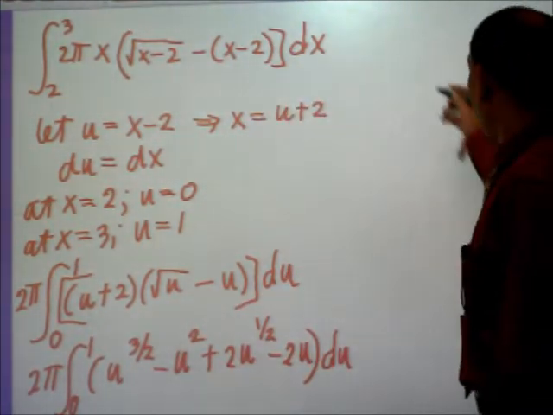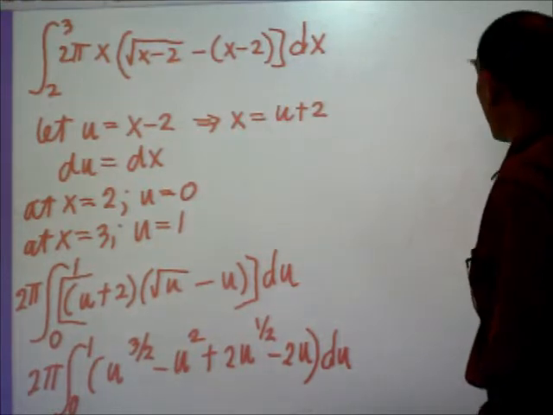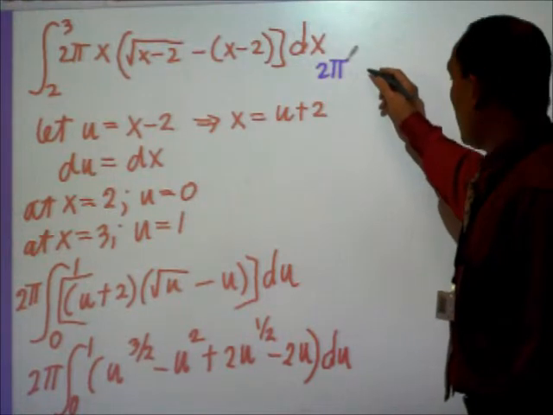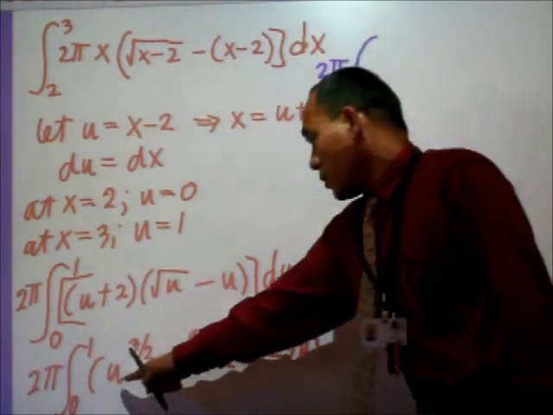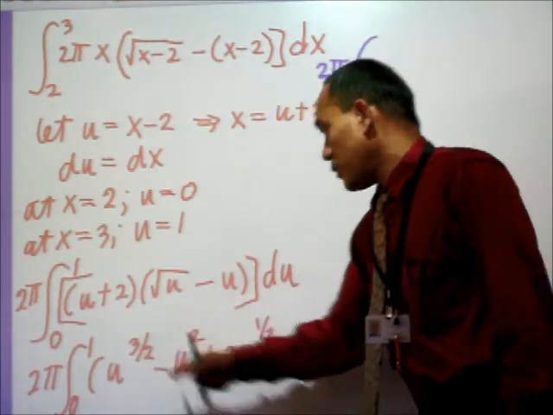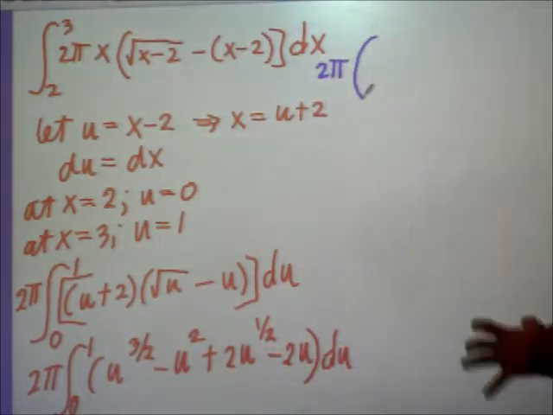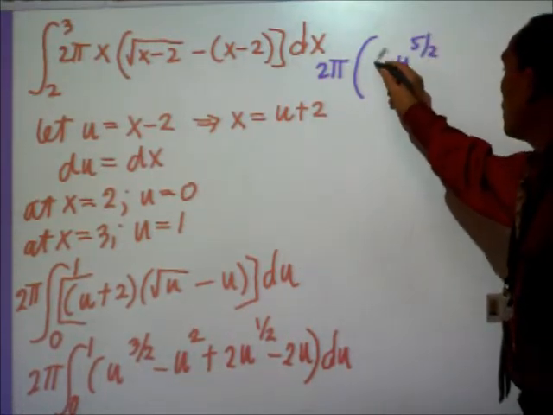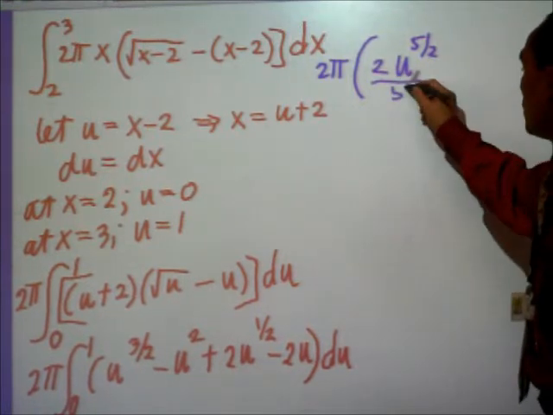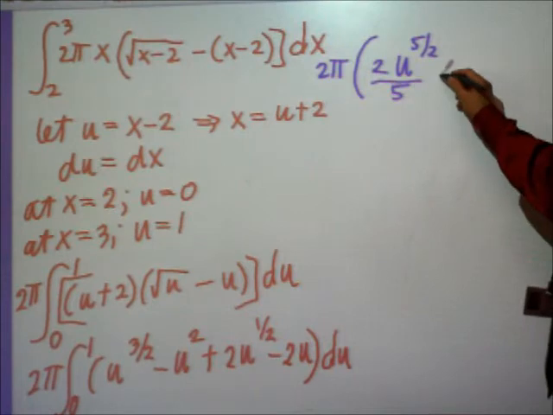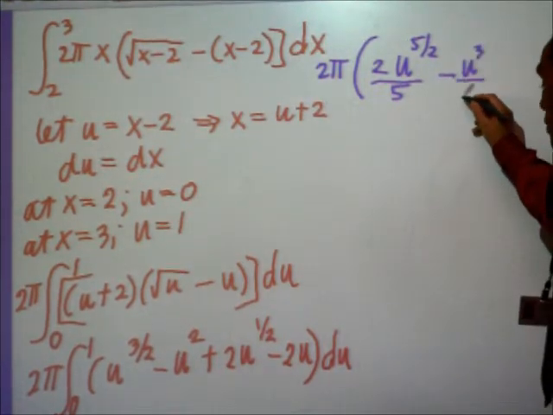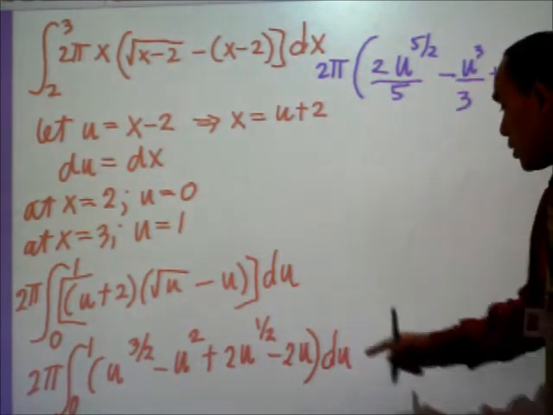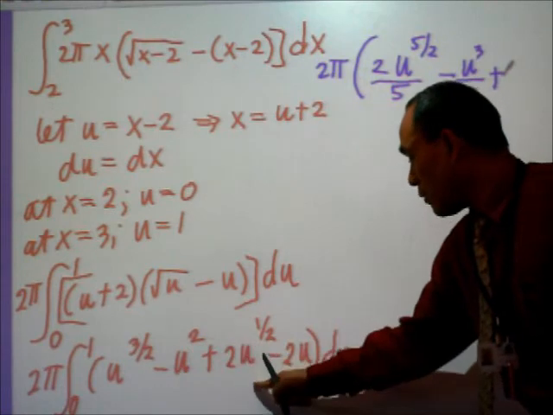And now, we can now start integrating. So we'll use another color here. So 2 pi, and then the integral of u to the power of 3 over 2 is, when we add 1, that's 5 over 2. So that's u to the power of 5 over 2, and then 2 over 5 here. And then u squared will be u to the power of 3 over 3. And then plus 1/2 plus 1 is 3 over 2. Multiply, divide by 3 over 2 as well.